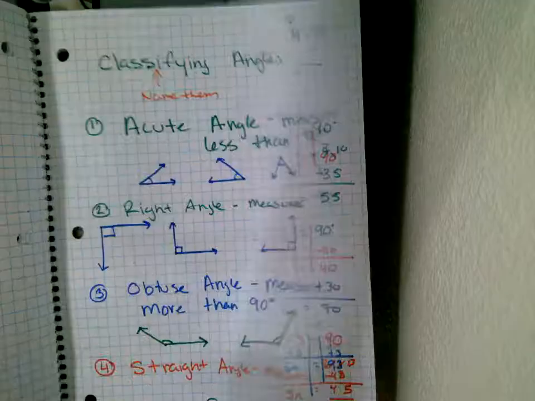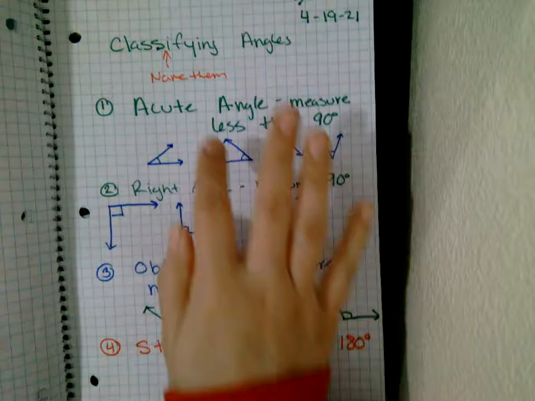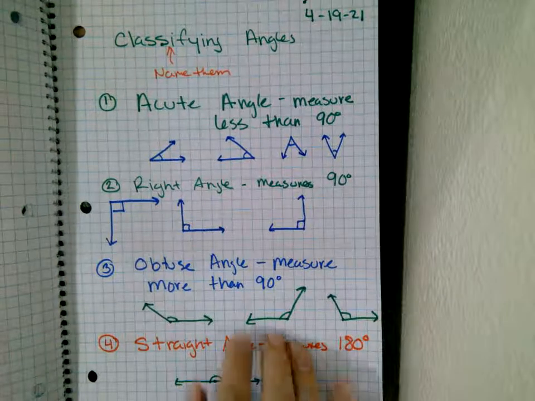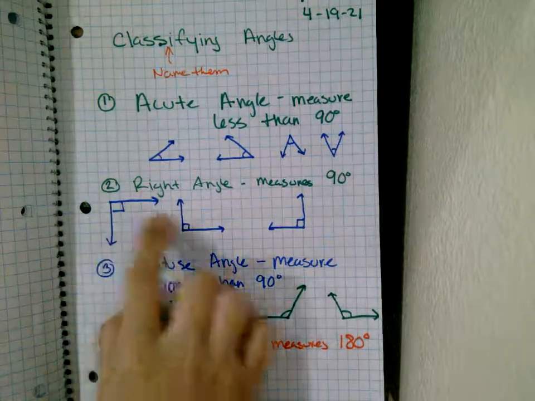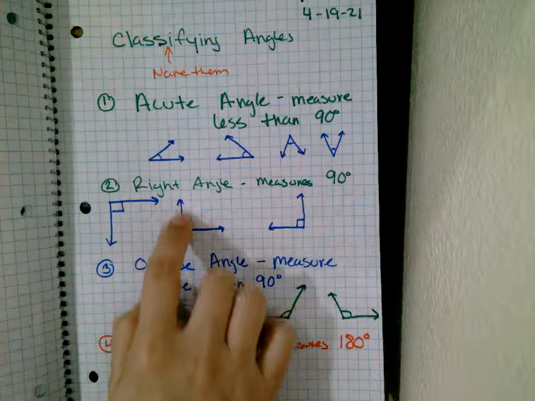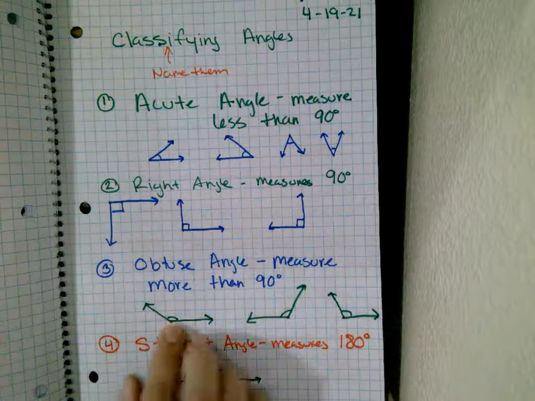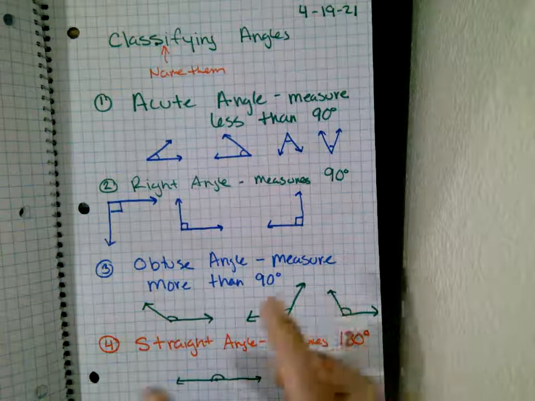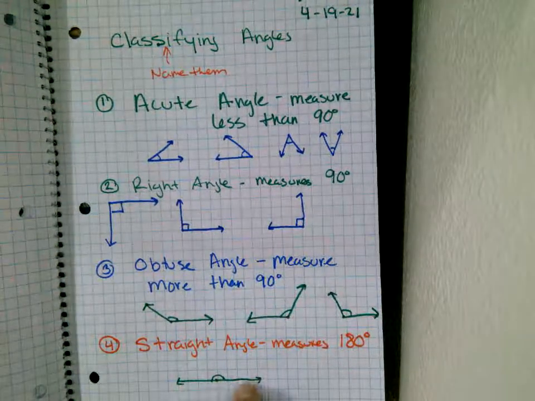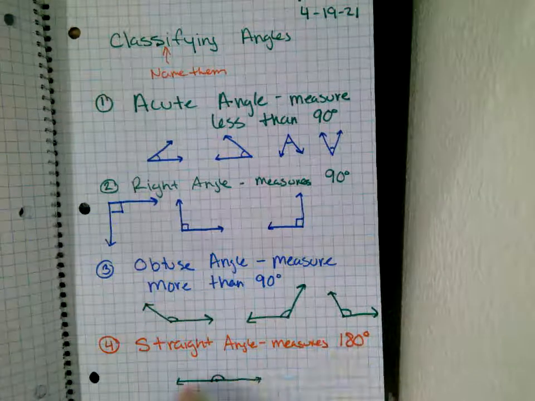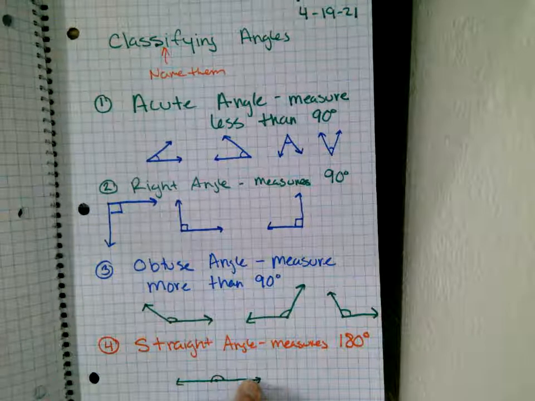On Monday, we talked about acute, right, obtuse, and straight angles. Acute are the small angles, and right are the ones that look like the corner of your paper or the corner of your room. Obtuse are angles that are wider. And a straight angle is one that's like a straight line and it equals 180 degrees.